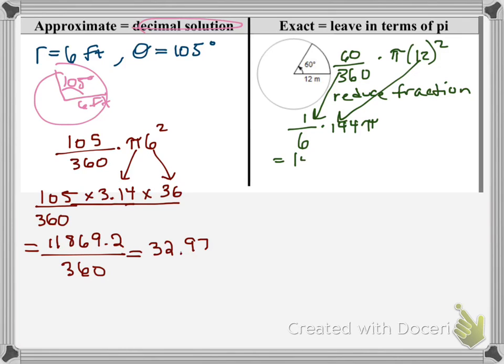So if we combine these into one fraction, we'll get 144 pi over 6. And now we just need to reduce 144 over 6, which is 24 pi. And remember, we're dealing with area here, so we need to remember to square our units. So in the second problem, 24 pi meters squared, and in the first problem, 32.97 feet squared.